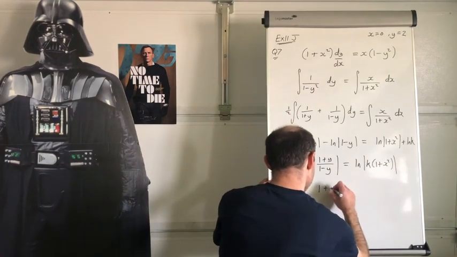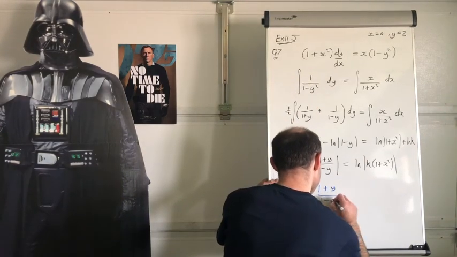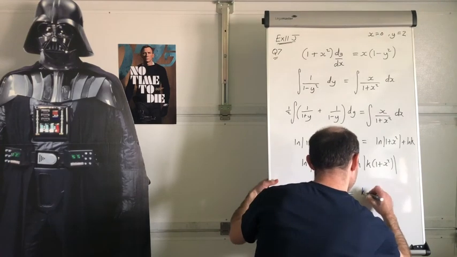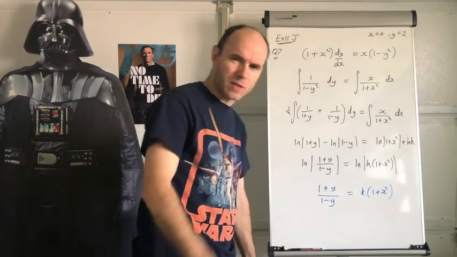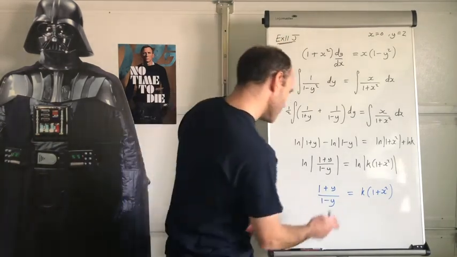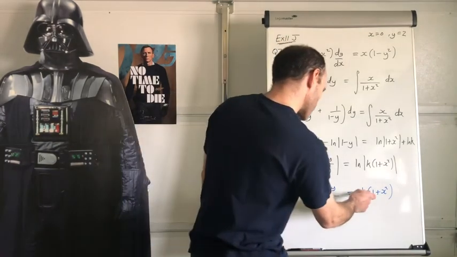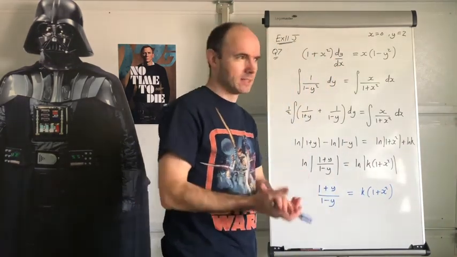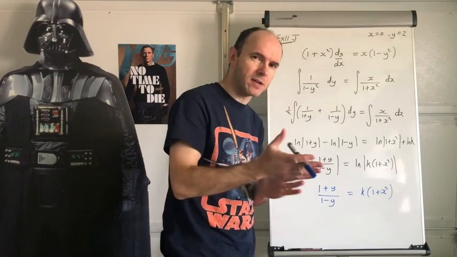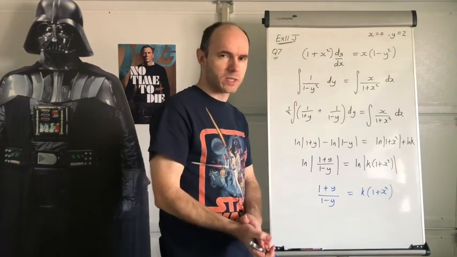You might have just taken away the log from each side, but it's better to say do the inverse log of both sides. So you get 1 plus y over 1 minus y equals k times 1 plus x squared. You might have done that. Did you do that? And if you didn't think about it carefully enough, you might have got the incorrect solution.